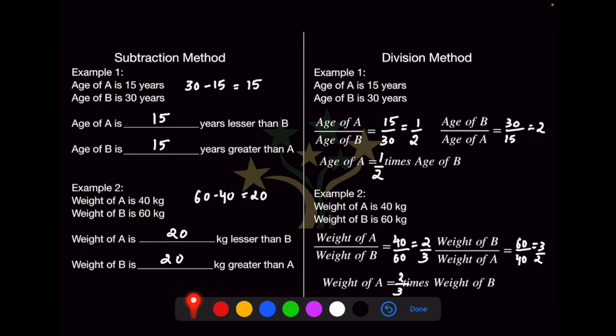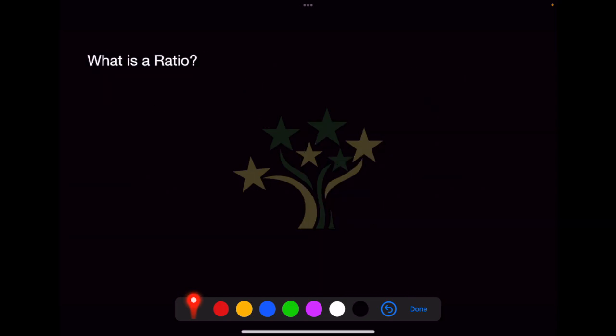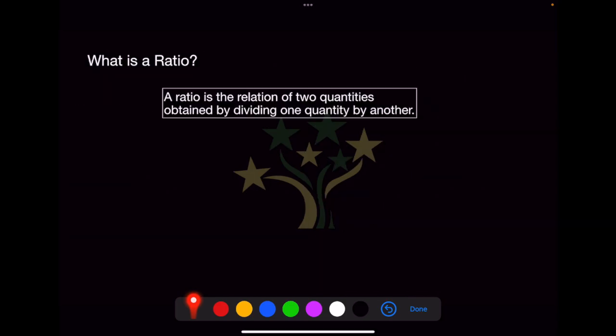So this division of one quantity over the other quantity is called a ratio. So what is a ratio? A ratio is a relationship of two quantities obtained by dividing one quantity by the other quantity.